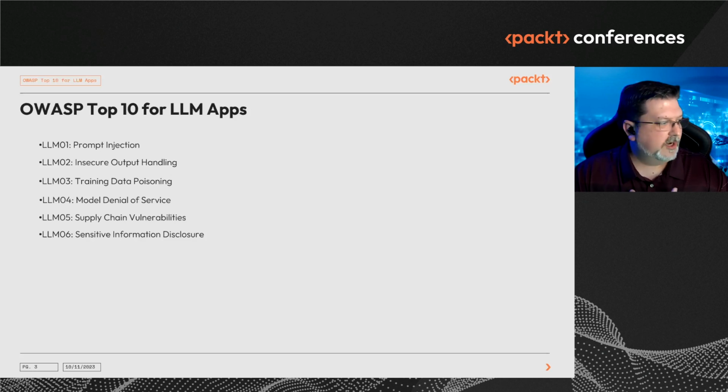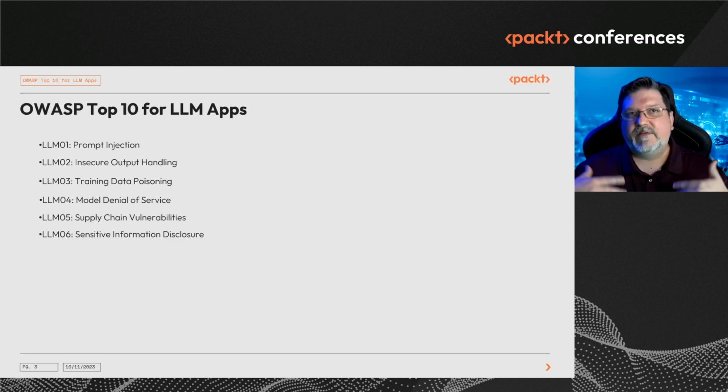Sensitive information disclosure. I think this one should be a little higher up on the list if we're talking about them in order of priority. But sensitive information disclosure, I think, is self-explanatory. A lot of people are concerned about having their sensitive information used as training data, and then that getting exposed.